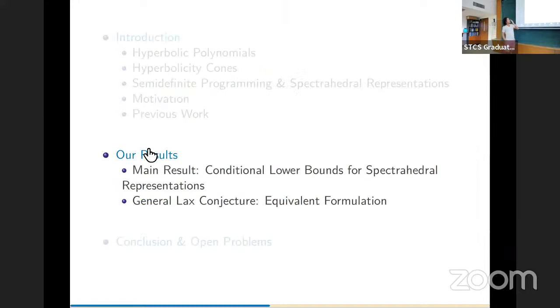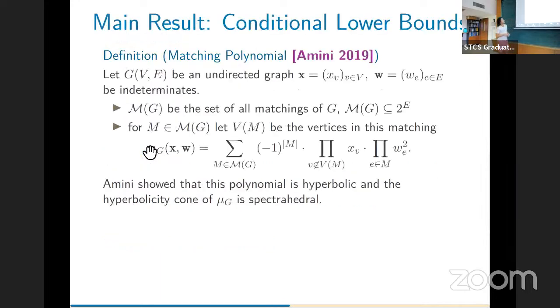So now let me say a little bit about some things that we did. We just gave a conditional lower bound for spectrahedral representations, and I'll talk a little bit about how these polynomials and the polytopes relate. How can we hope to show any computational complexity bounds? I'll show some equivalent formulation that's much more amenable to algebraic techniques. Okay. All right. So what is the result here?